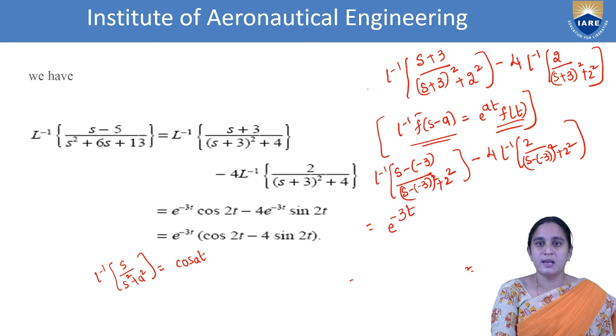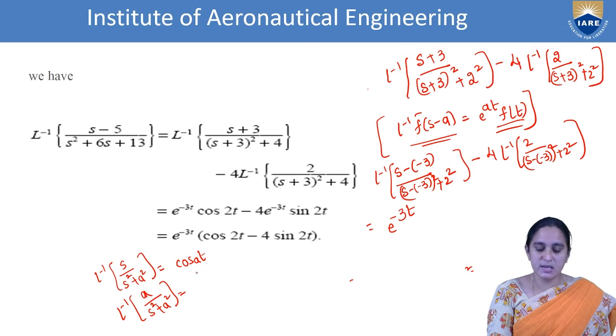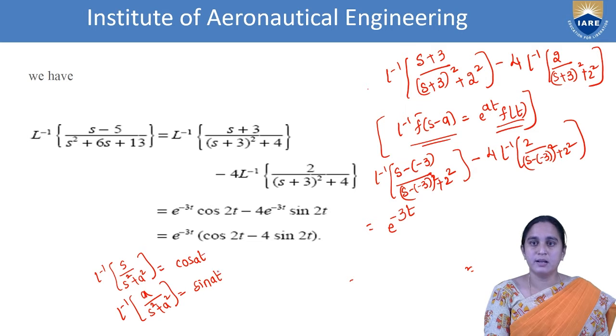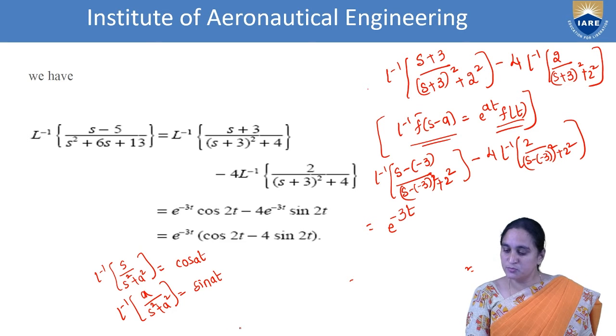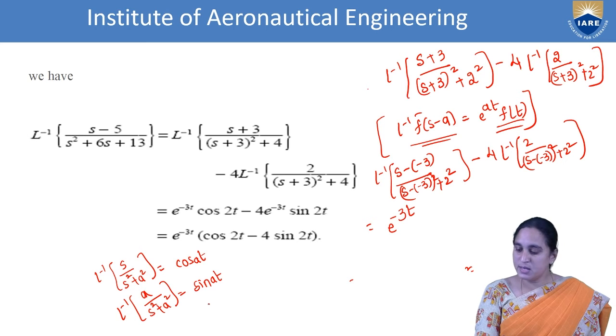Cos at. And the Laplace inverse of 1 by s square plus a square, that is a by s square plus a square, is equal to sin at. Okay, I'm using these two formulas. That is, Laplace inverse of s by s square plus a square is equal to cos at.